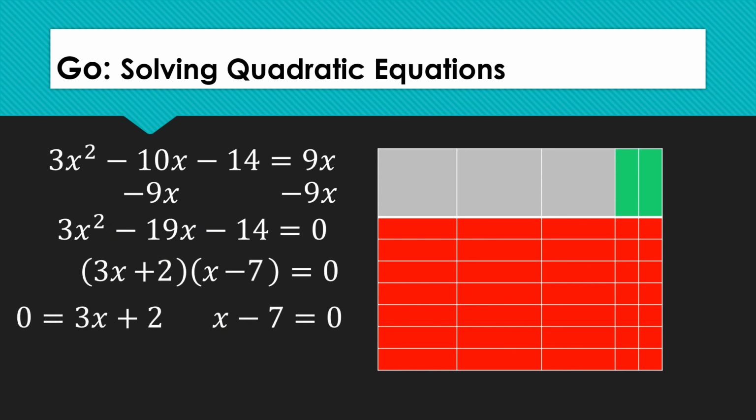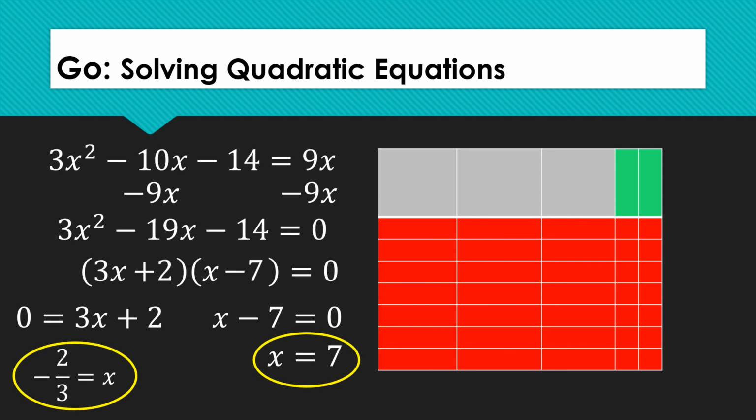Now that we have our linear factors, we can set those equal to 0 using the zero product property. We can then use inverse operations to solve for x. In the first linear factor, we're going to subtract 2 from both sides and then divide both sides by 3. We're left with x equals negative 2/3. In the second linear factor, we're going to add 7 to both sides and we're left with x equals 7. The solutions to this quadratic are negative 2/3 and 7.